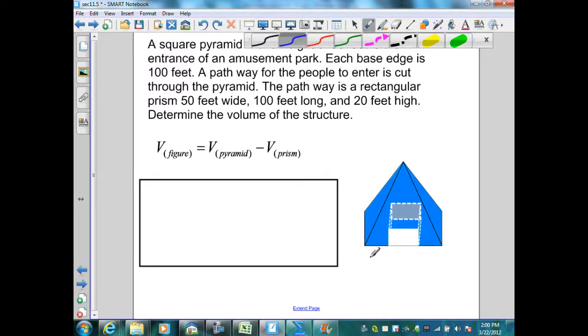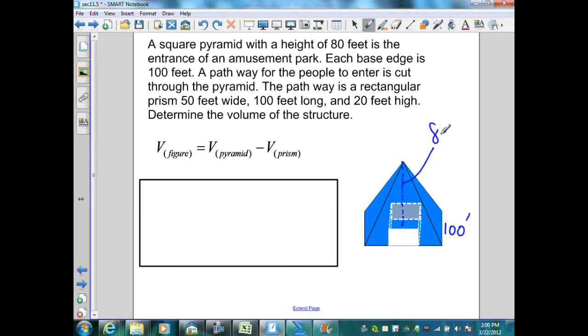I've generated a diagram. I know from the given information that each edge is 100 feet. The height is 80 feet. And I know that the entranceway is 50 feet wide. And it is going to be 100 feet long. It's the same as the pyramid itself. And it's going to be 20 feet high.